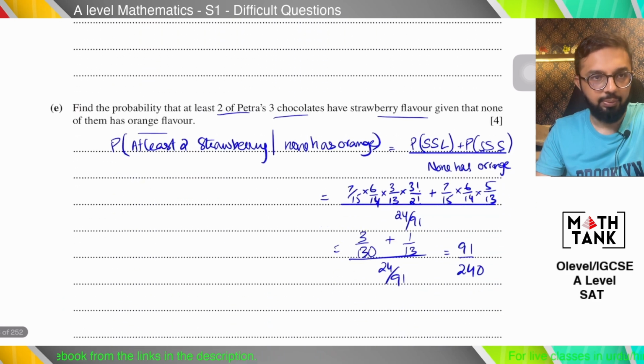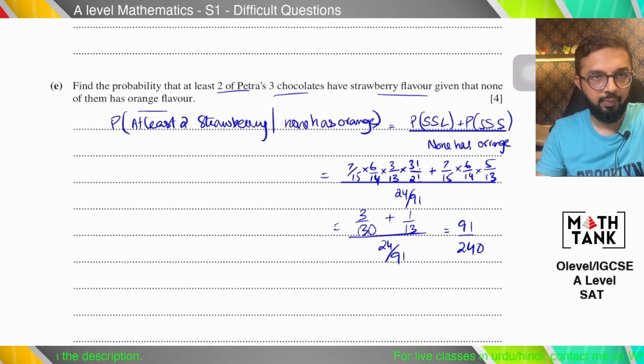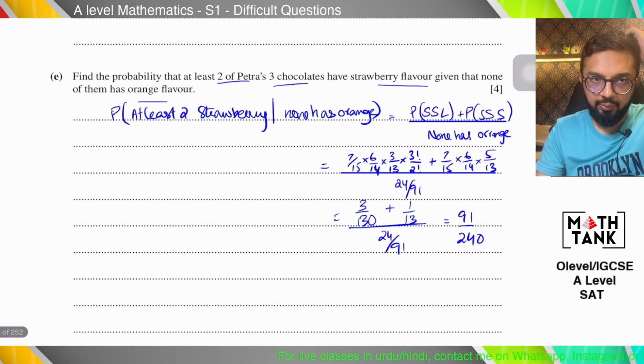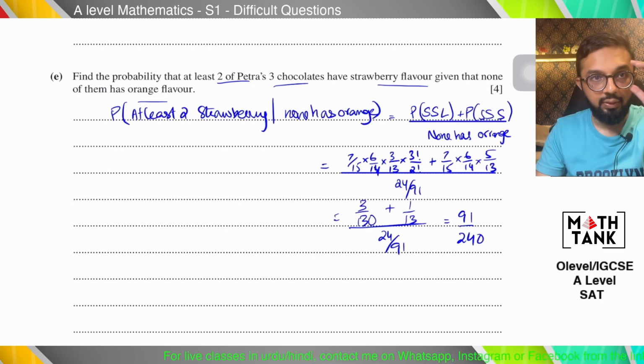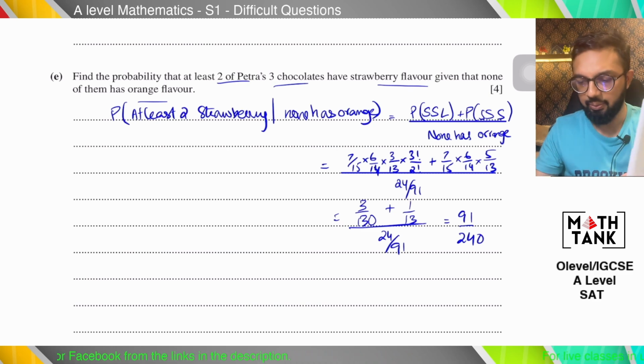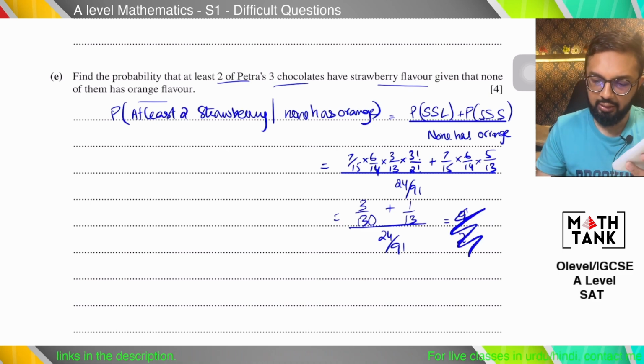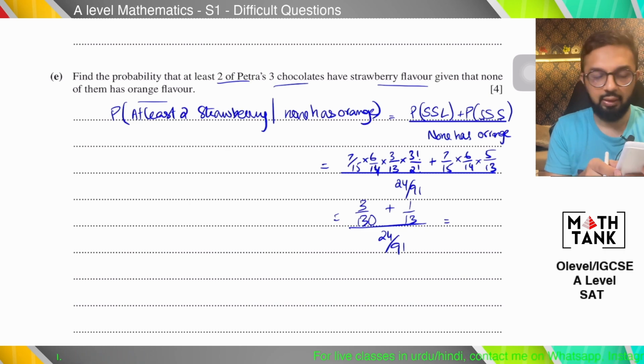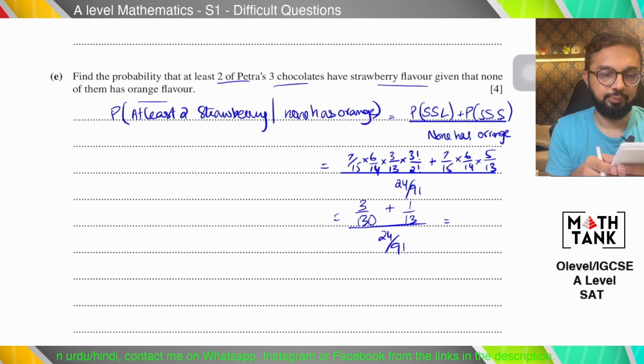3 over 13 was the previous one. Let me check if I've made some calculation mistakes. 7 into 6 into 3. I think I made some calculation mistake somewhere, so I would want to check that. Typing all of this stuff on a calculator. The working seems correct. I think I missed the 2 factorial in the denominator. That's what I've done.